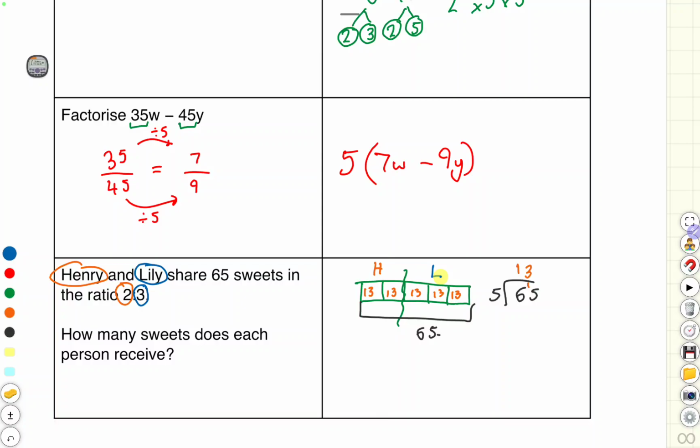So Henry and Lily. So Henry is going to get, so I'll just write Henry, he gets 26 sweets. And finally, Lily, she gets 39 sweets. And if we add those together, we would see that they add to 65 as a check.